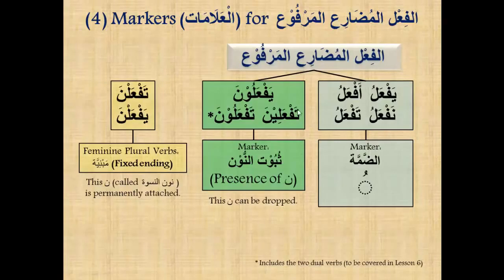One side note, for this group over here, we also have the two dual verbs, yaf'alani and taf'alani. These will be covered in lesson number 6, inshallah. So for now, don't worry about this so much. Just remember that for the present tense, we can have three categories. Two are mu'raba. One of them takes the dhamma as a marker. The other takes the presence of the noon, thubut an-nun, as the marker. And the third category, the feminine plural verbs, are mabniya. They are fixed.